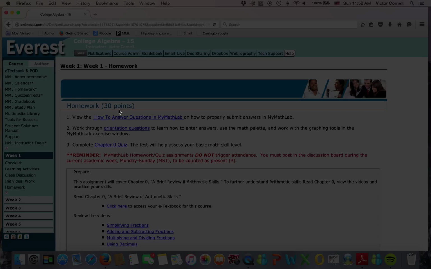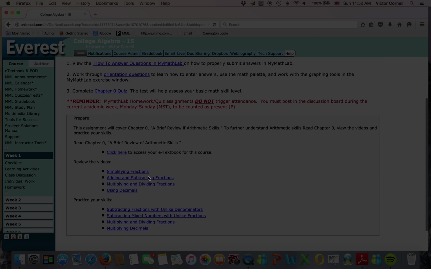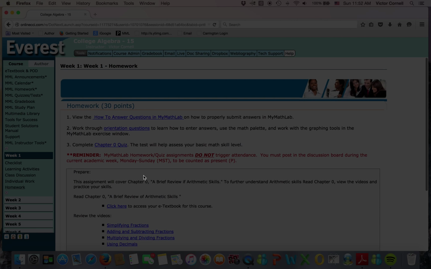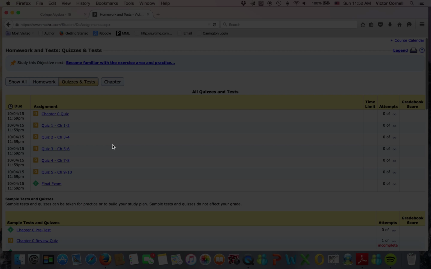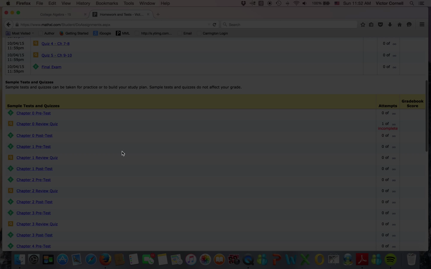So notice it says homework 30 points, and these are the 3 things you should be doing. This will help you to learn how to enter answers. This is just learn how to work with the tool palette and stuff like that, and this is the actual quiz right here. What some people are doing is, well, I'll show you what they're doing. They'll click on this, and then they'll go down here, start doing all this stuff.